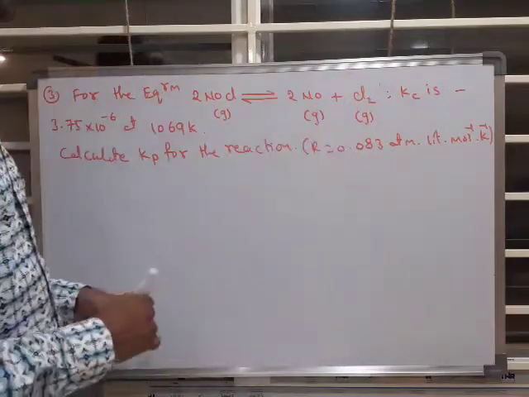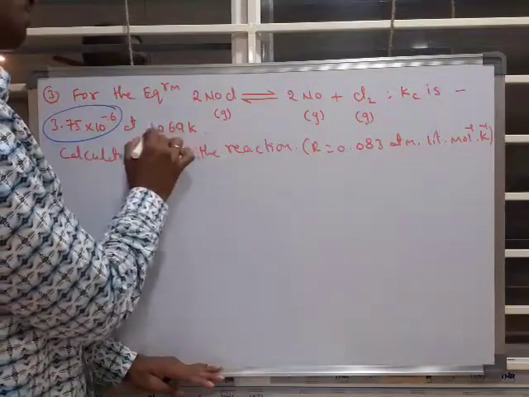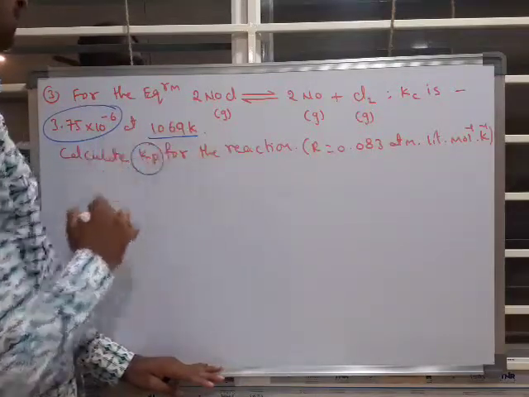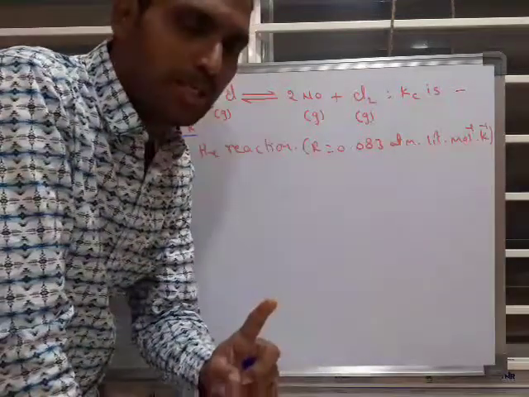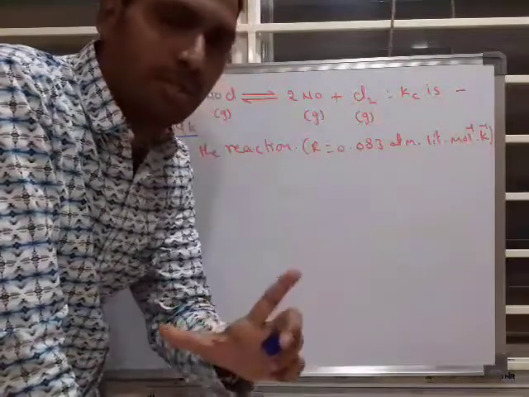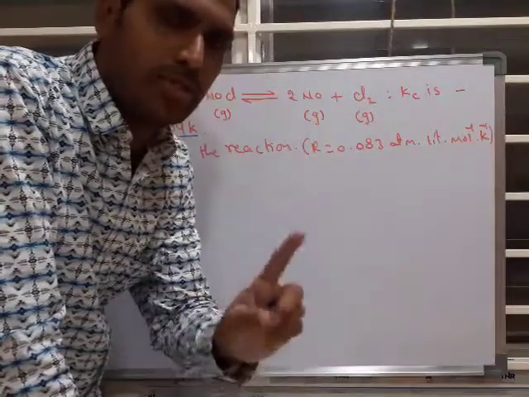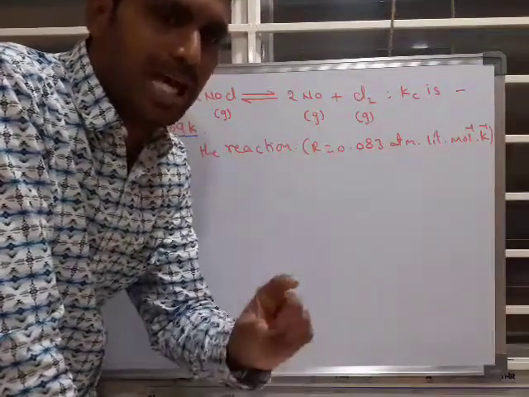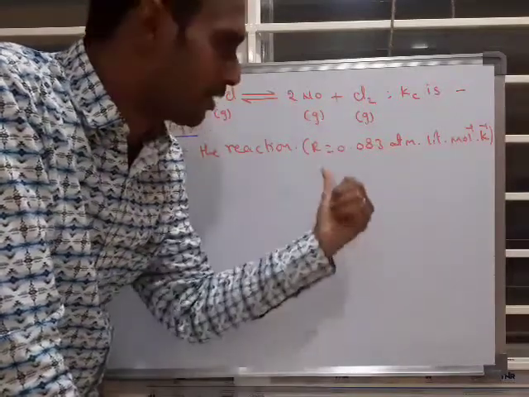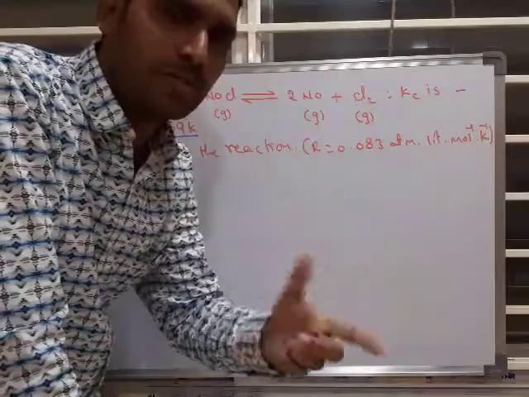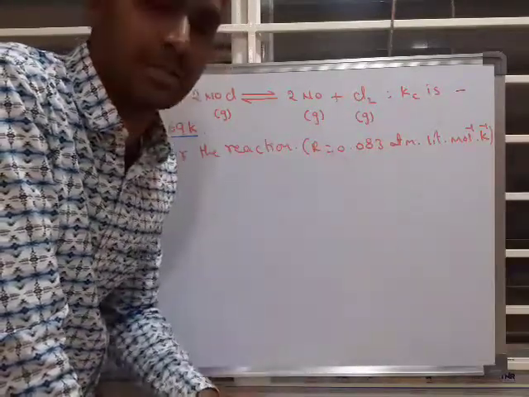So for this, Kc is given as 3.75 at this particular temperature. We have to find the Kp. The R value is also given. It is not compulsory to give the R value. Actually in our book, in Singh's book, it is not mentioned. Actually it comes from the chapter on states of matter. So that's why I am giving the R value. From now onwards we have to write the R value in atmosphere liters, that is 0.083.